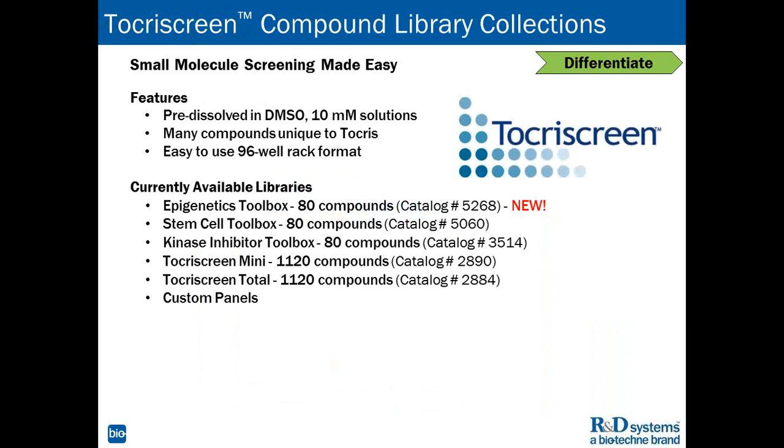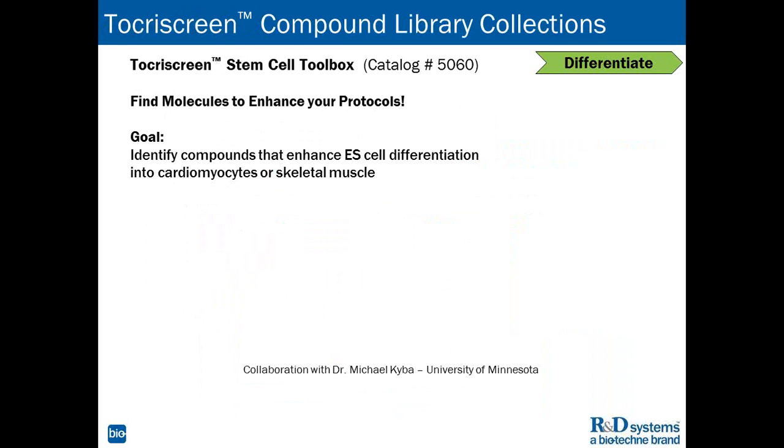The Tocriscreen compound libraries are pre-dissolved small molecules at a 10 millimolar concentration, in an easy-to-use 96-well rack format. They come in a variety of different flavors depending on the signaling pathways you might be interested in. What I'm going to focus on today is giving you an example of how we were able to use these libraries to enhance a protocol. In this example, we did a collaboration with Michael Kyba's group at the University of Minnesota, where we were looking for molecules that could enhance differentiation of embryonic stem cells either into cardiomyocytes or skeletal muscle.